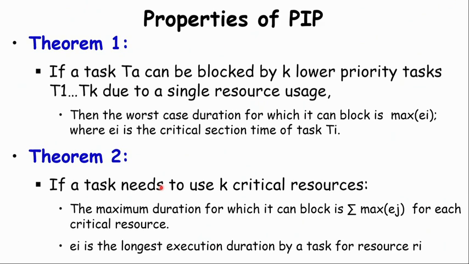As you can see, this is a generalization of the first theorem, and also we know that the priority inheritance scheme suffers from chain blocking. So, for each of the resources it requests, it may undergo blocking. So, it will be the sum of the maximum of E I for each of the resources.